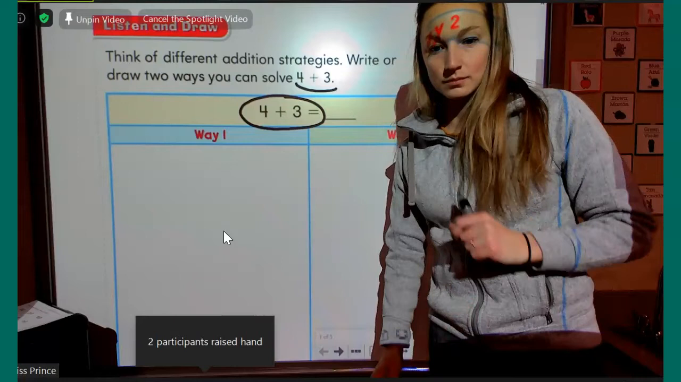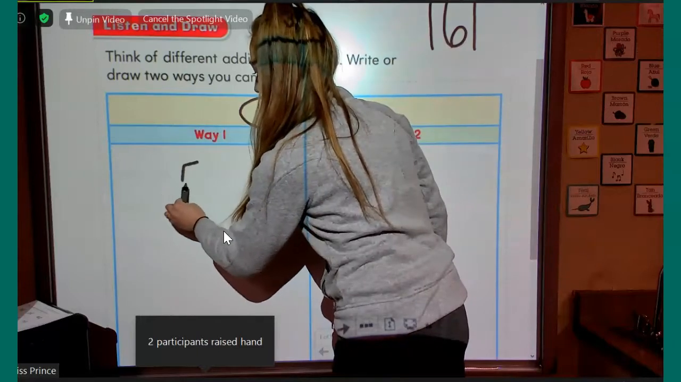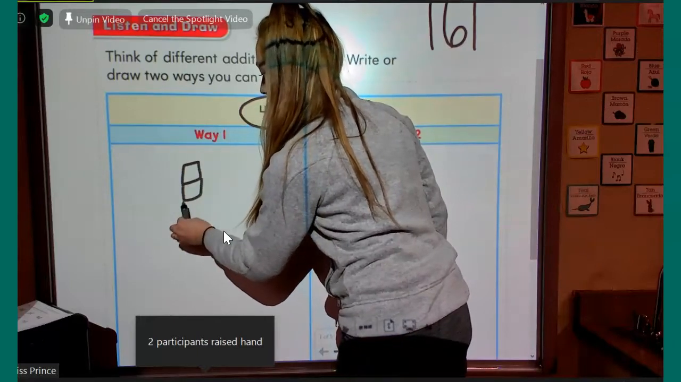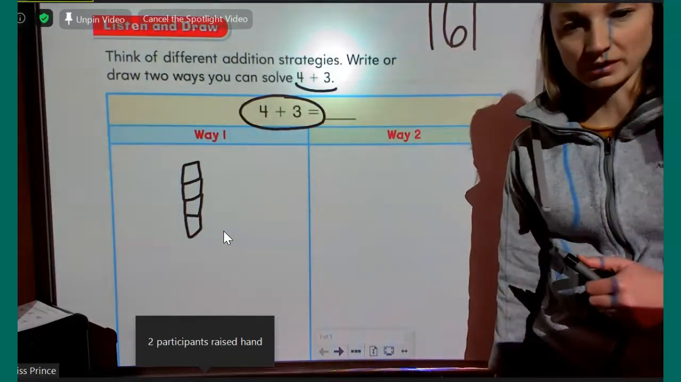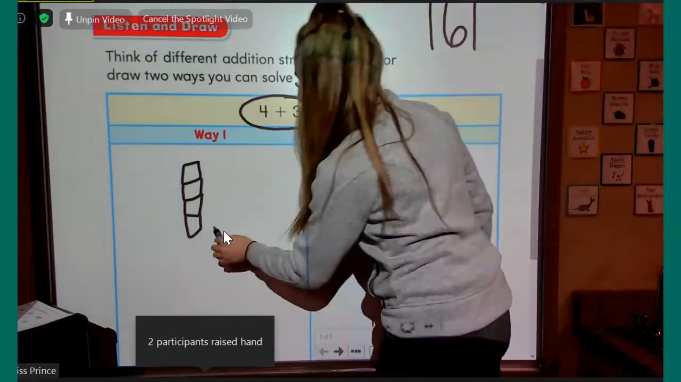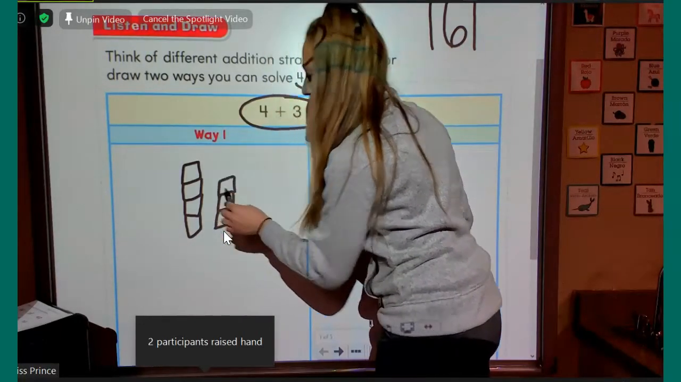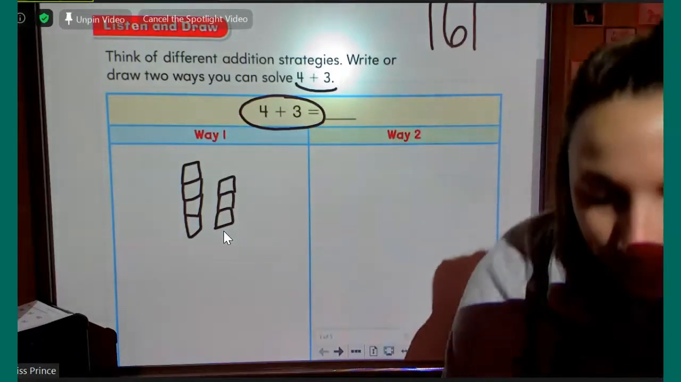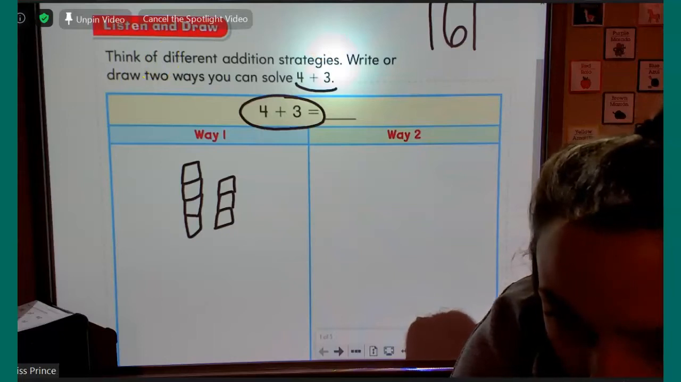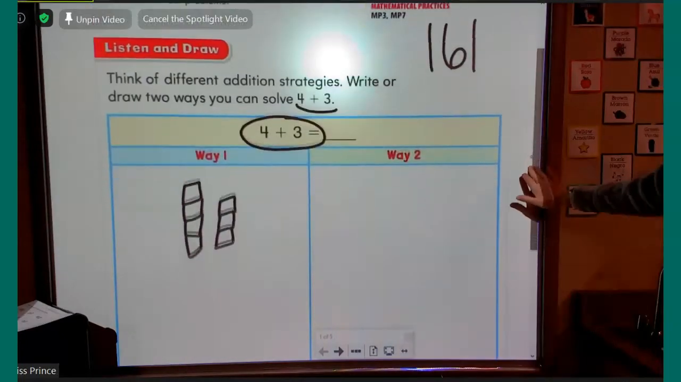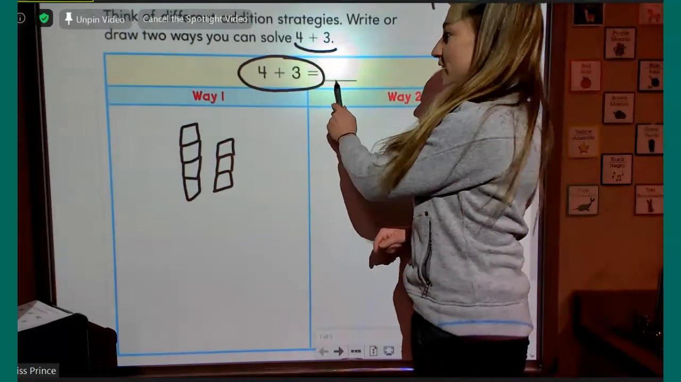Okay, so how many should I put in the first column? 4. Okay. 1, 2, 3, 4. And then how many in the next one? 3. 1, 2, 3. Go ahead and do this in your book with me. I have 4 plus 3. All right, Keela, what's our next step? We haven't solved it yet, so what do we need to do?